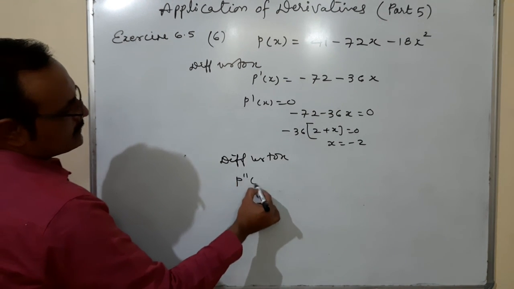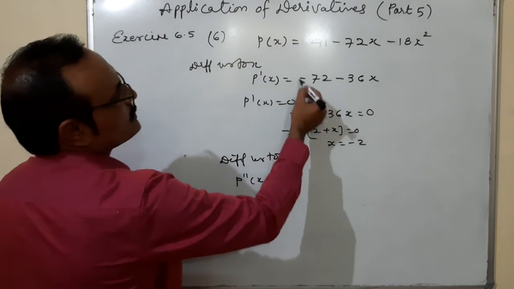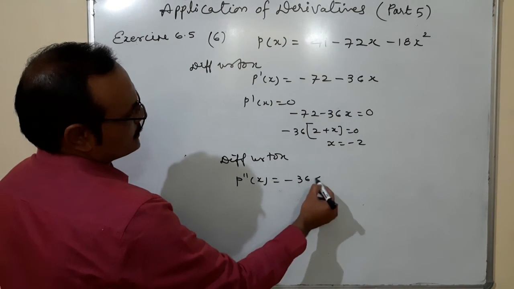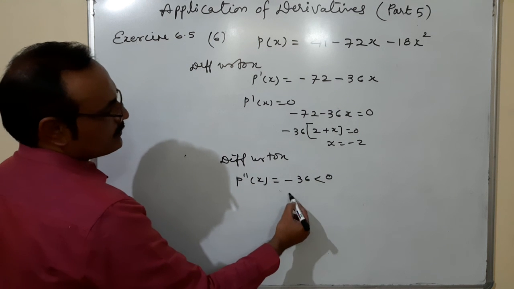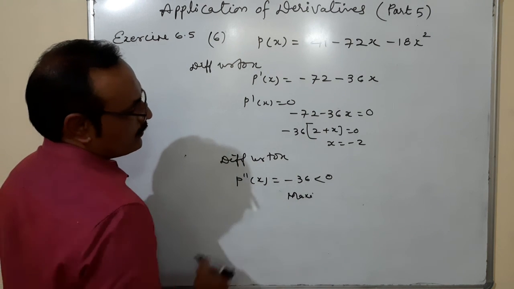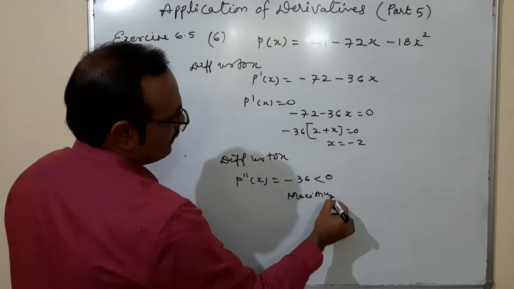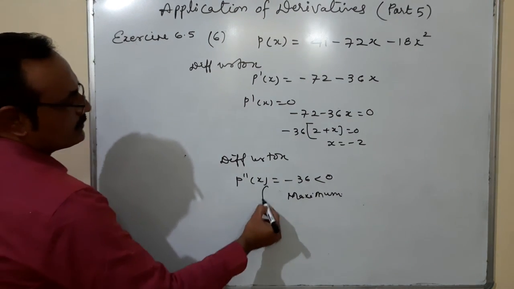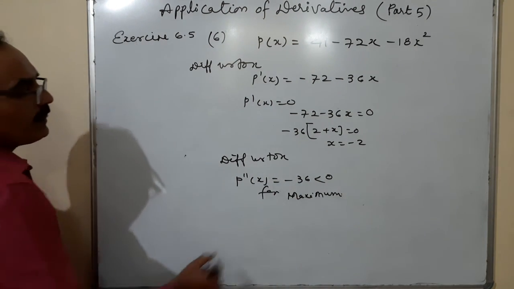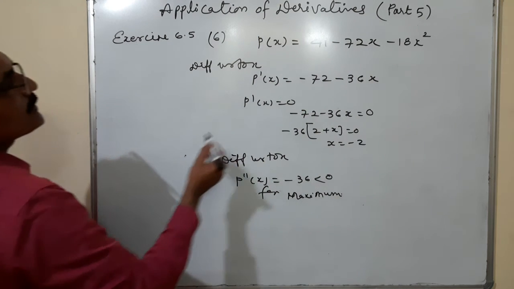P double dash x is equal to, this term is 0, it is coming minus 36, which is less than 0. What does it mean? So maximum. This is the condition for maximum. Now we'll put x is equal to minus 2 in this equation.